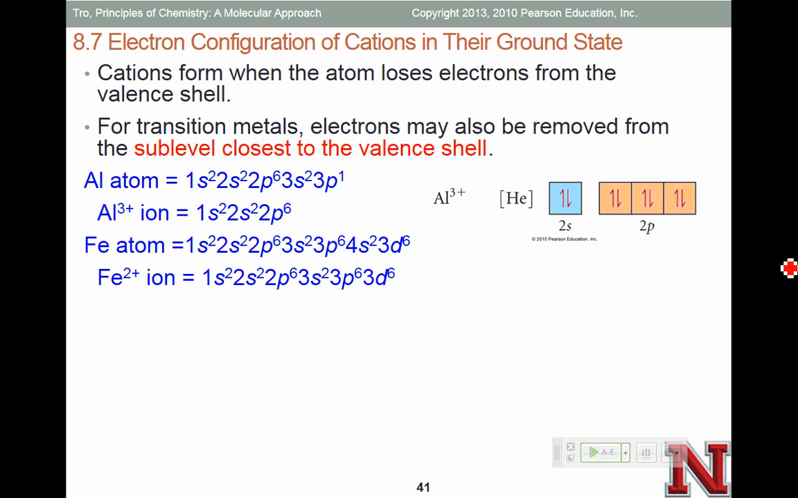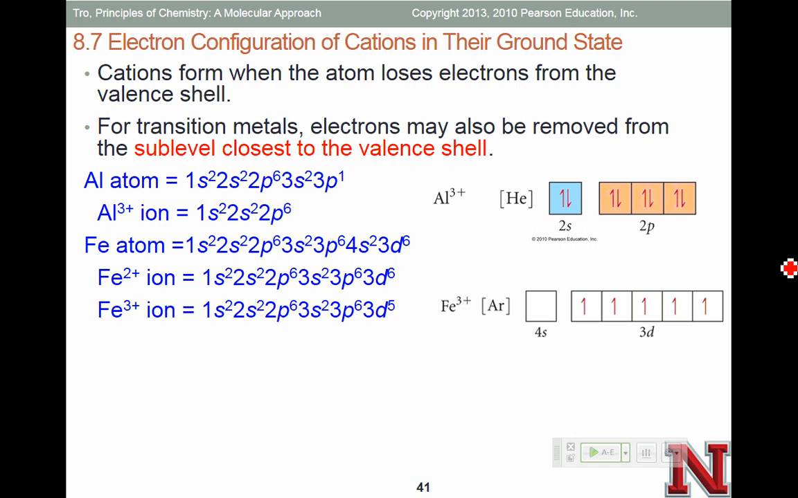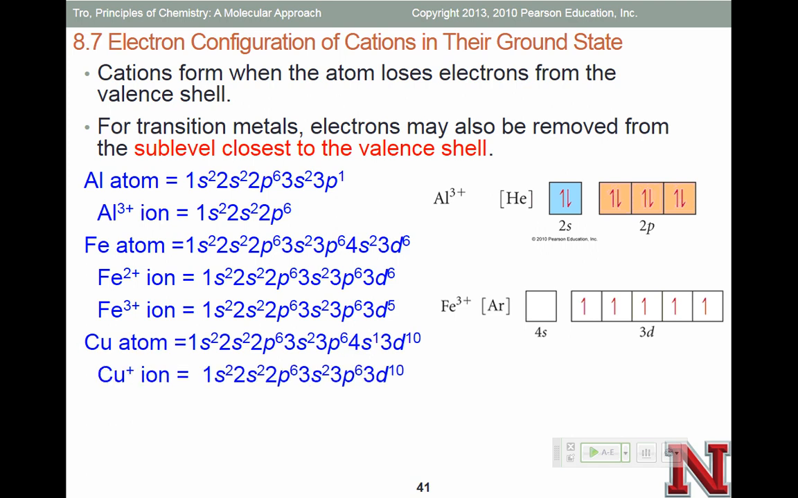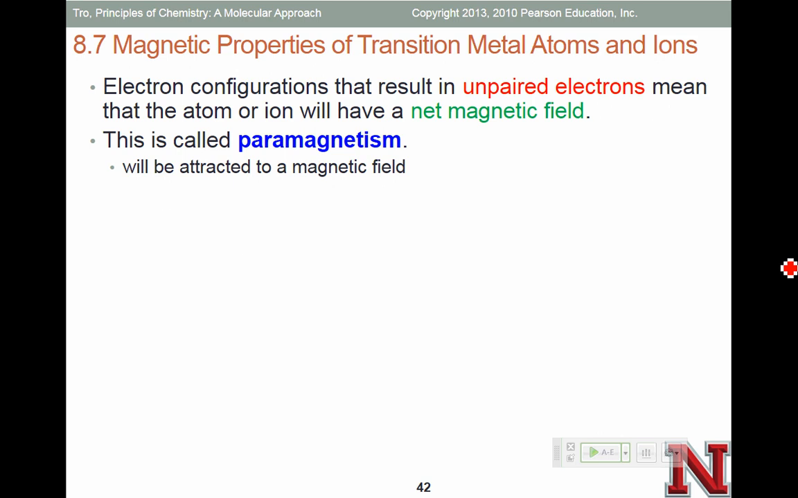If you look at Fe, we're losing our 4s2, and that's going to form our Fe2+. So we're losing the valence, we're not losing the inner electrons. We can also form 3+, that loses one of them from the d. And here's copper. And again, we're losing that 4s1 for copper 1+.